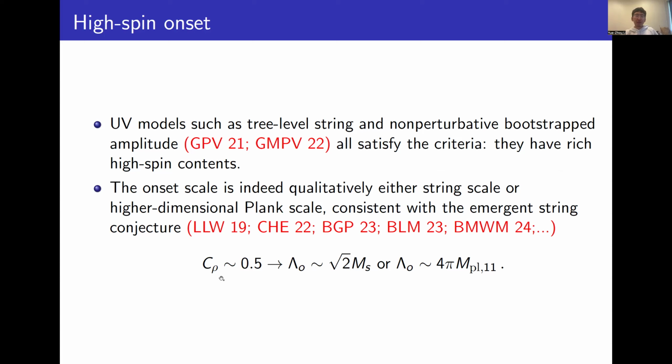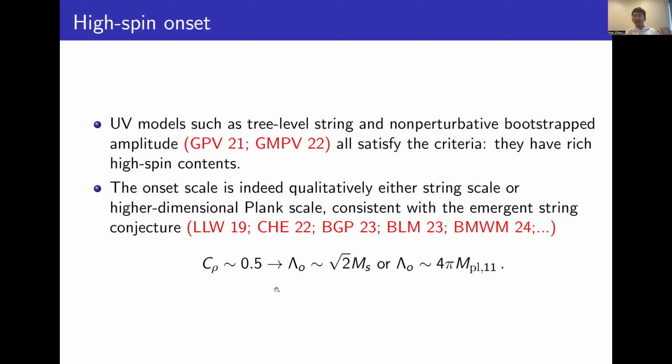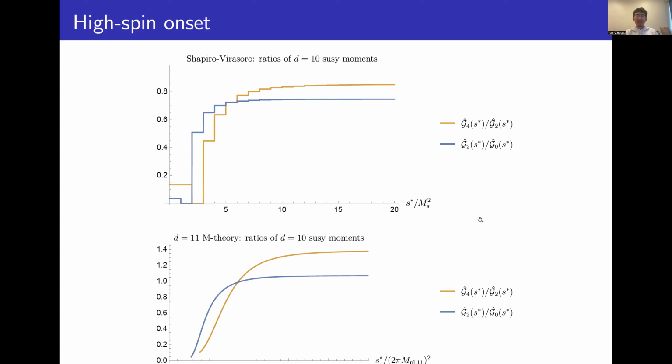So we can just roughly take the ratio, this number, to be 0.5, and we can estimate a different scenario that can give us either the onset scale is like square root of 2 of the string scale, or 4 pi multiplied with the 11-dimensional Planck scale. And here's what we can see.